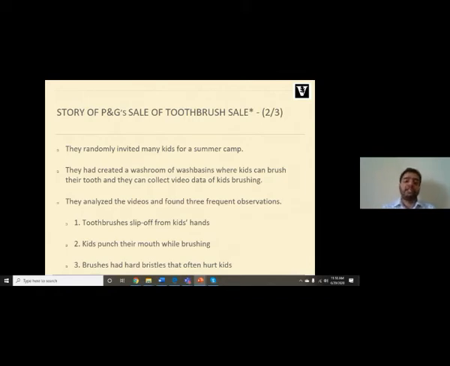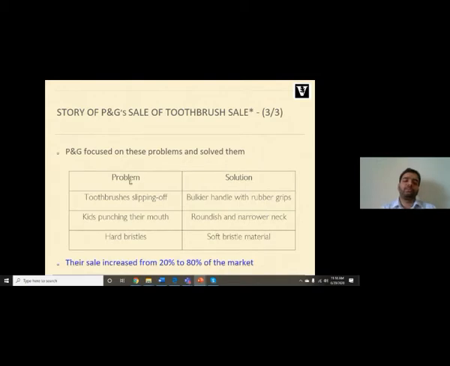So what they did, they went ahead with solving these three identified problems. So how did they solve these three problems? For problem number one, toothbrushes slipping off, they used a bulkier handle, and they put a rubber grip around that handle such that it does not slip off from the children's hands. The second problem was kids punching their mouth.